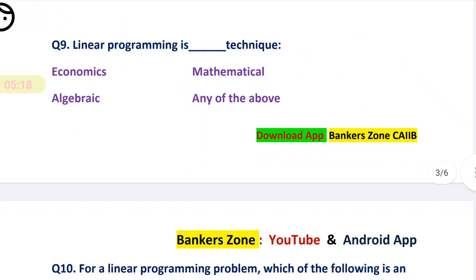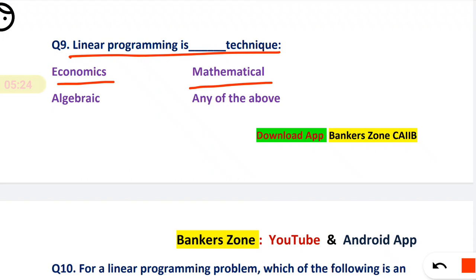Now question number 9. Linear programming is a dash dash technique. Is it economics, mathematical, algebraic, or any of the above? So friends, remember, linear programming, LP, is a mathematical technique.